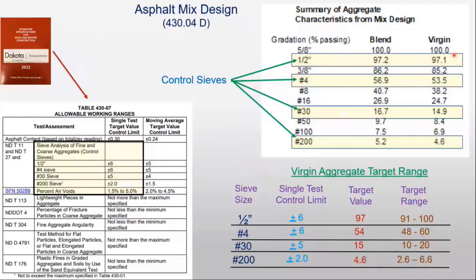Now, we don't take every sieve here either. We just take control sieves. The control sieves for Superpave are 1/2, 4, 30, and 200. So those are the only 4 you need to worry about.